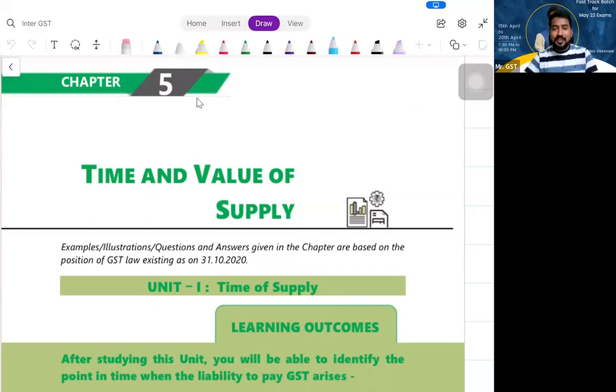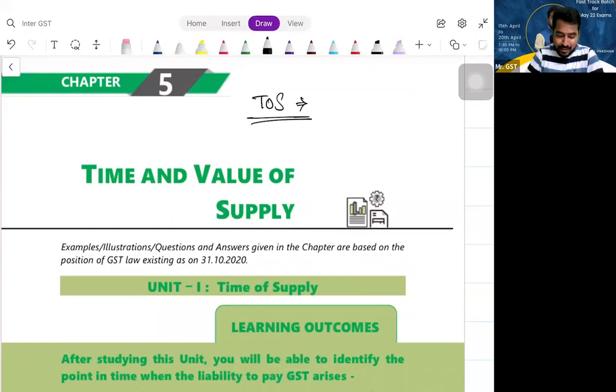Fine. So we are going to discuss chapter number 5, time of supply and value of supply. First, let us go with chapter 5, segment 1, that is time of supply. The first topic we are going to discuss is TOS, time of supply.